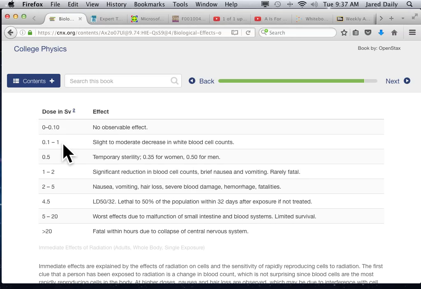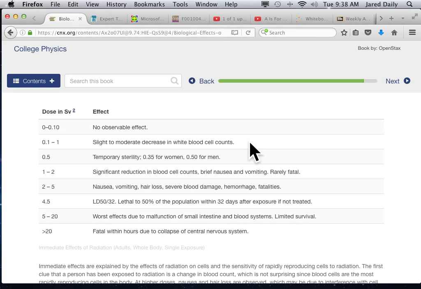0.1 to 1, you'll immediately see a moderate decrease in white blood cell counts. So it affects the blood system first. Those white blood cells get killed off, and your ability to replace them gets moderated a bit. Then temporary sterility: 0.35 for women, and 0.5 for men.